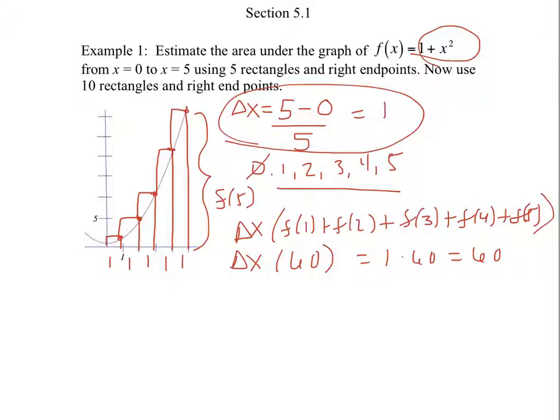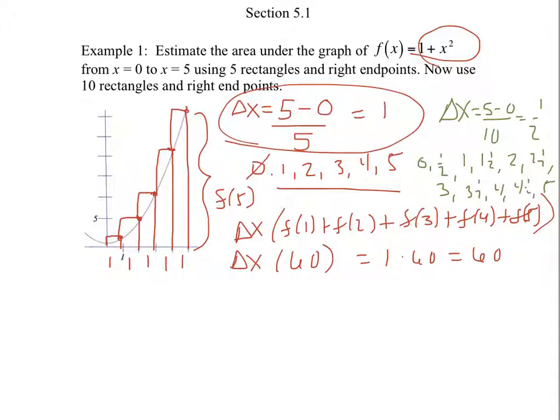So if we want to try and get a little bit closer estimate, we could go ahead and do 10 rectangles, which means that my change in x would equal 5 minus 0 still, but over 10 this time, or 1/2. So I would have 0, but then my next endpoint would be a half, 1, 1.5, 2, 2.5, 3, 3.5, 4, 4.5, and 5.